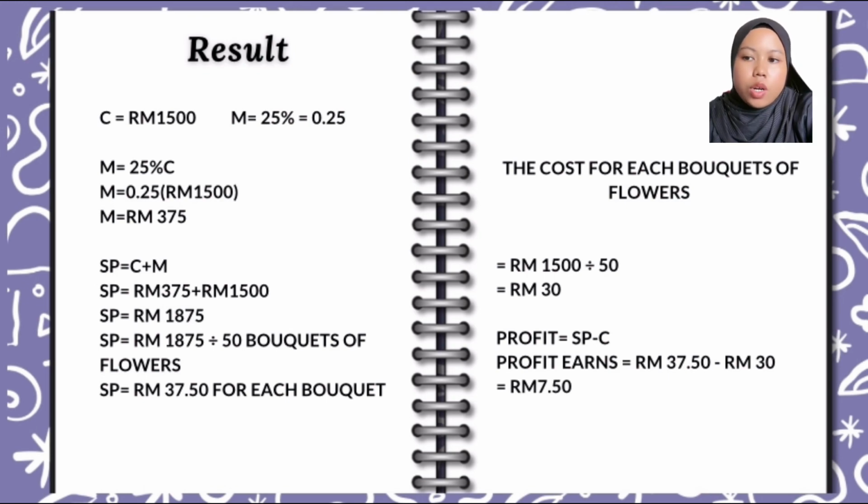Next, to find the cost for each bouquet of flowers from the supplier, 1,500 ringgit Malaysia has to be divided by 50, and the answer is 30 ringgit Malaysia. Lastly, to find the profit that Natasha earns for one bouquet of flowers, we have to use M, which is markup, equals selling price minus cost formula. Profit, which is M, equals 37 ringgit 50 cents minus 30 ringgit. The profit that Natasha earns is 7 ringgit Malaysia 50 cents.